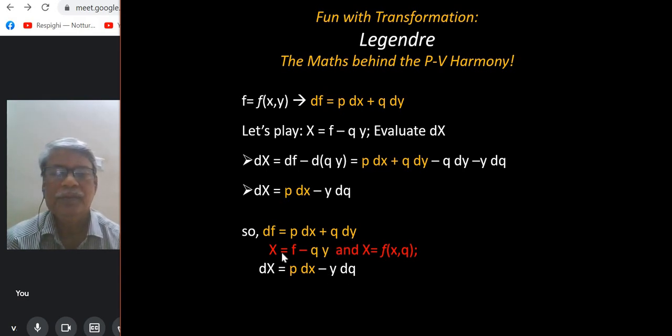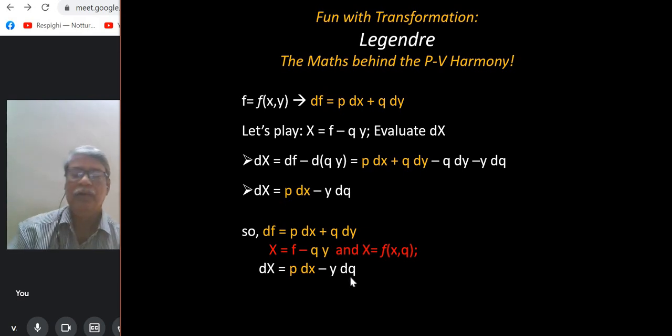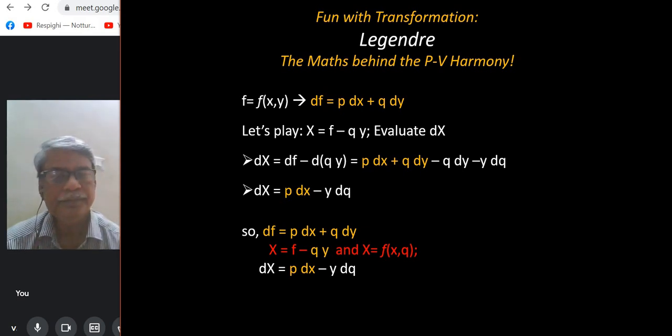So I repeat: if you don't want y to be a function variable any more, and you want a function of x and q, then first of all you take X to be f minus q into y, and then the differential will come as p dx minus y dq. So it was q dy, it becomes y dq. Just a flip over is there.